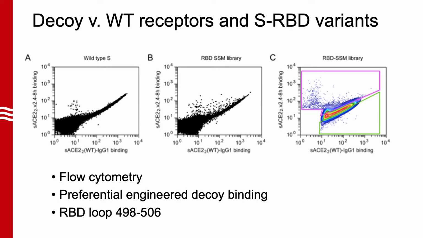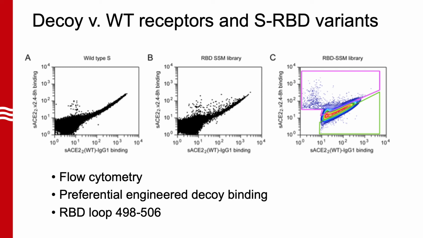Then, using FACS, the top 20% of cells binding either the decoy or the wild type receptor respectively were grouped, showing that binding between the decoy receptor and the top 20% of cells that it bound was higher in affinity than that of the wild type receptor. This is shown by the prevalence of points in the magenta box as opposed to the green box. So in other words, a population of mutants showed preferential binding to the decoy receptor, while the subset of mutants that bound preferentially to the wild type was significantly smaller.